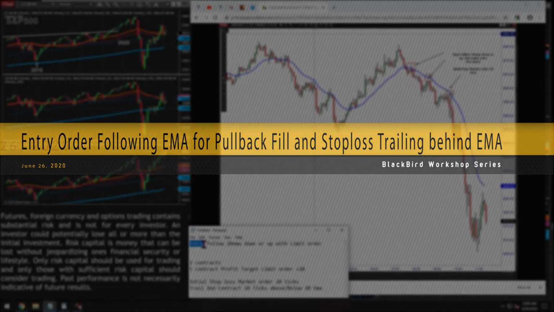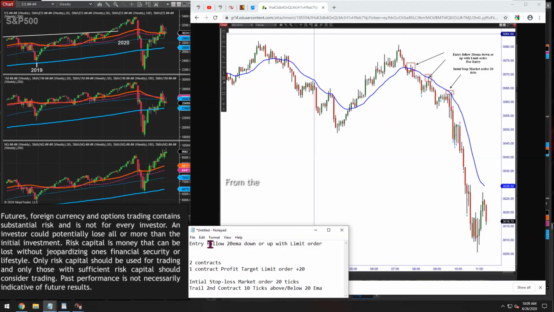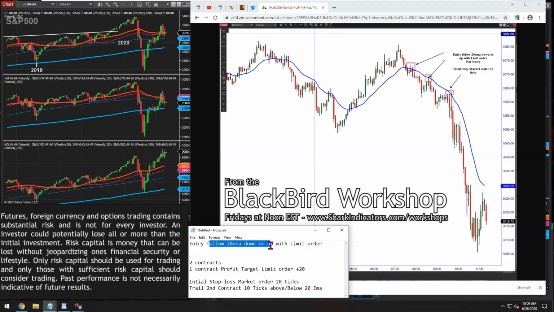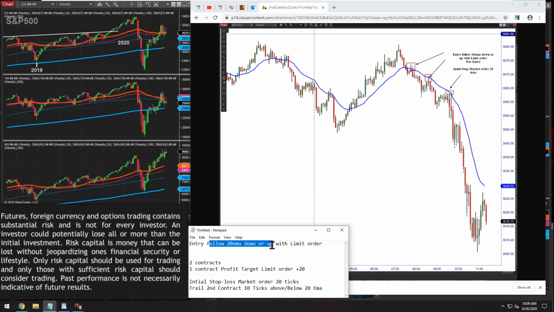So the entry order, he wants it to follow the 20 EMA. Basically, just trail the EMA20, whether it's going up or down. And so this would be a limit order there. And he wants it to be 2 contracts.